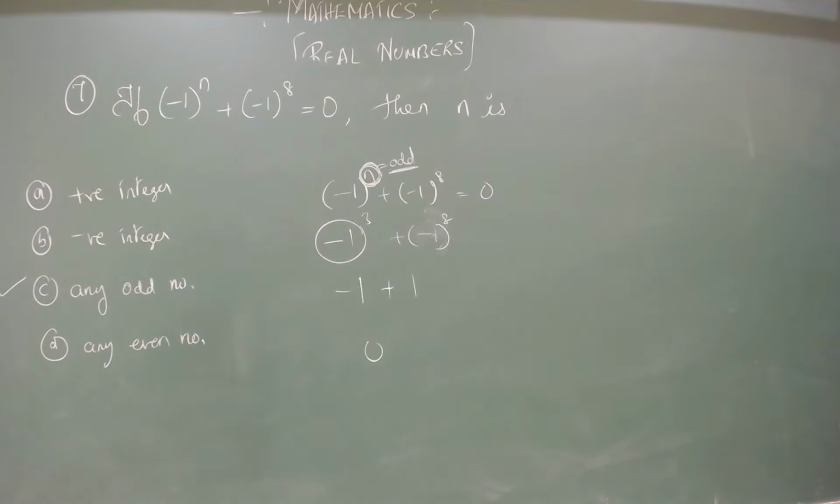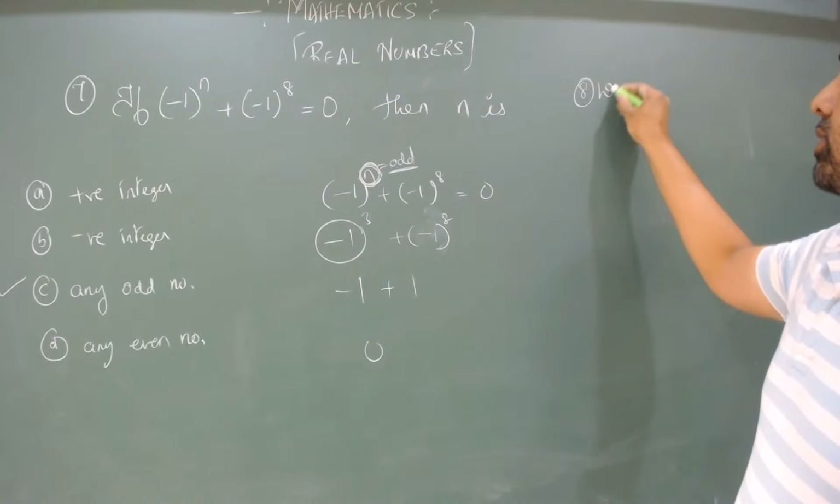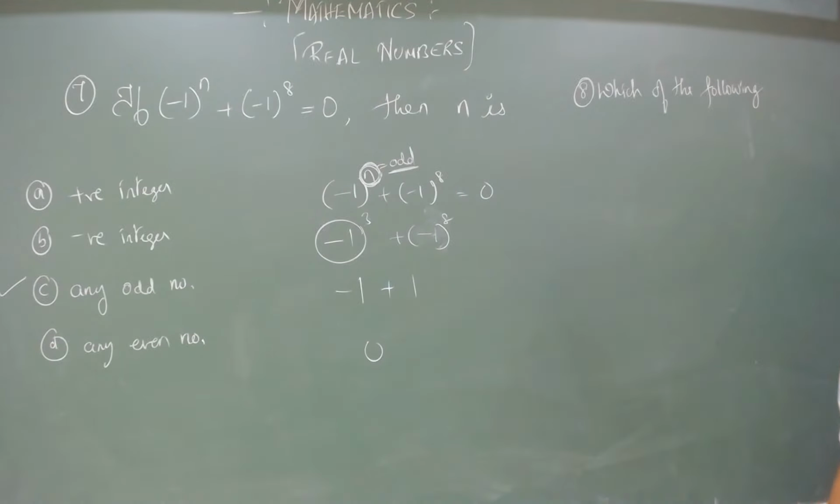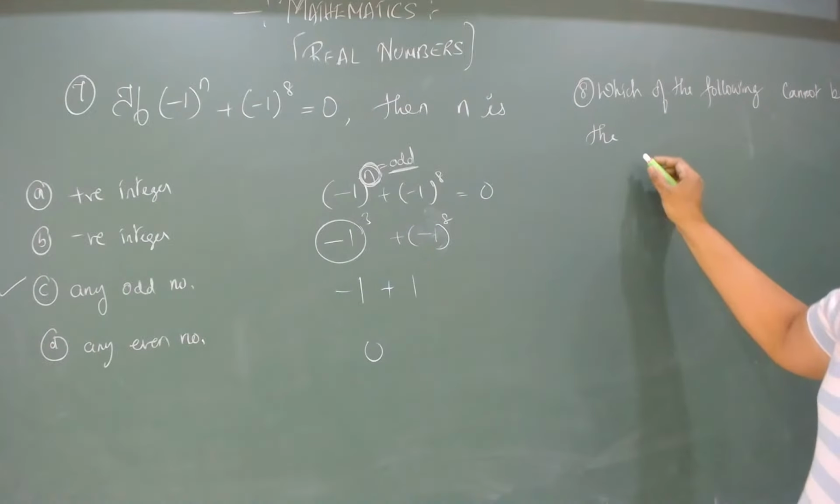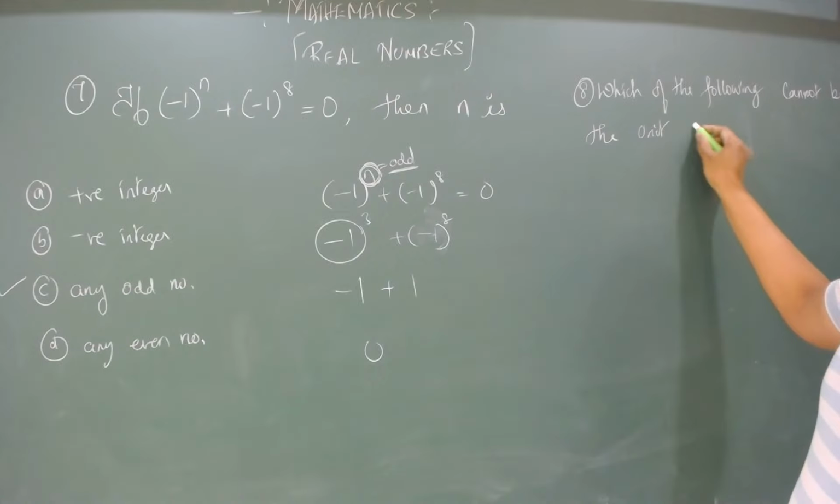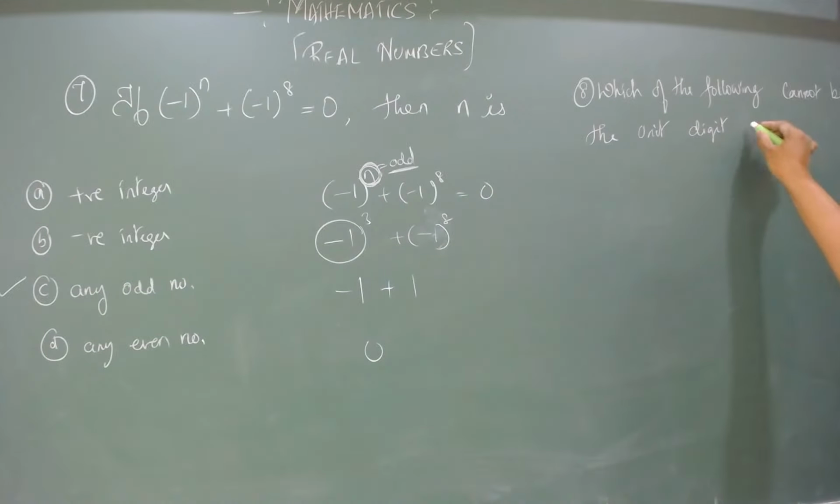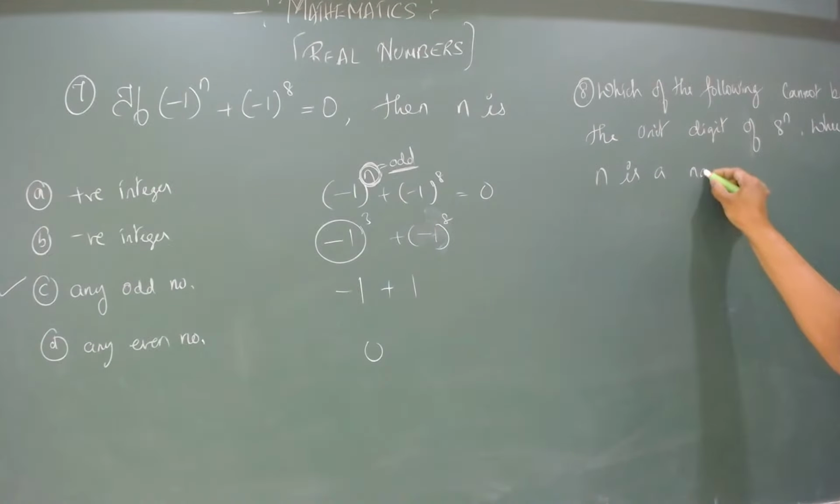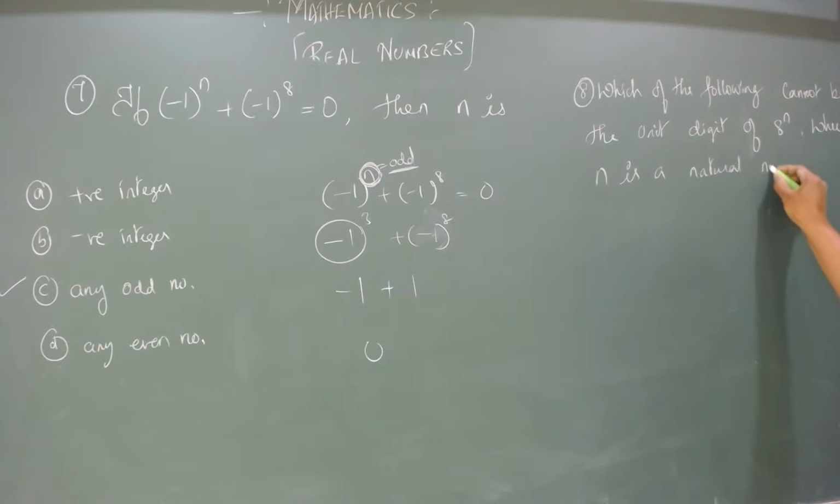Same way, let me take the next question. Which of the following cannot be the unit digit of 8 to the power n, where n is a natural number?